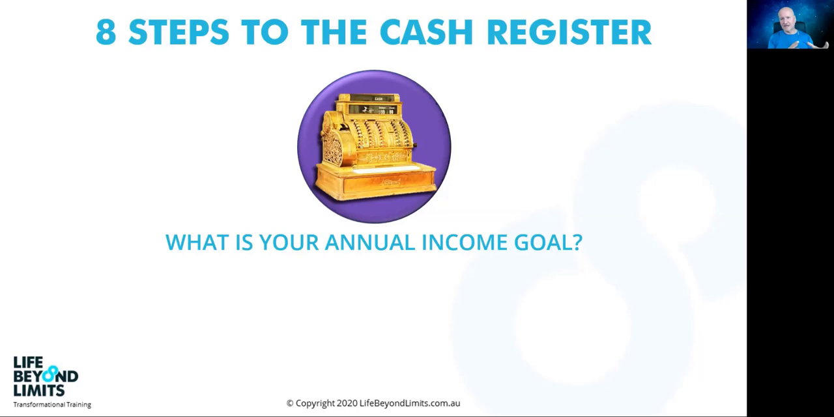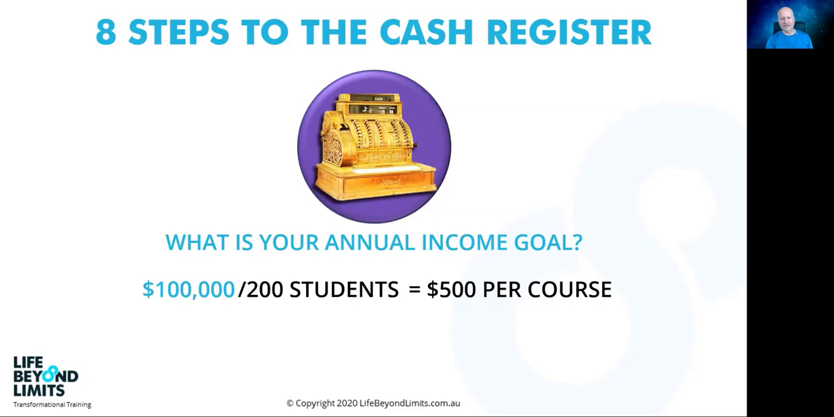So that's my goal for this particular course. Now, when you create a goal, let's say the goal is 100,000. The way to think about this is, to get that, you're saying that you think you can get about 200 students into your program at about $500 per course.